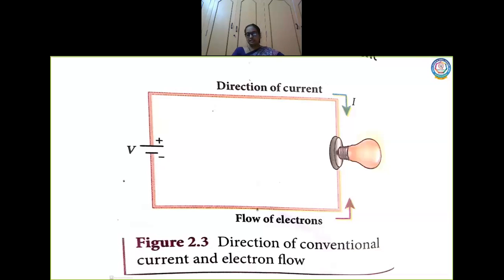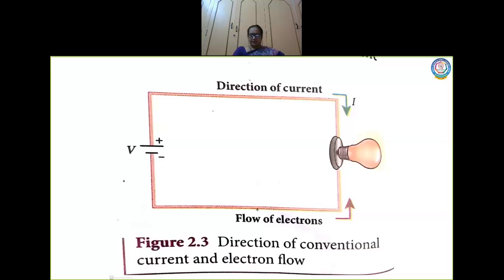Now conventionally, the current flow is considered to be from the positive terminal of the battery to the negative terminal. So if this is the positive terminal, the conventional direction of current is from the positive terminal of the battery to the negative terminal of the battery. This is what you call conventional current.